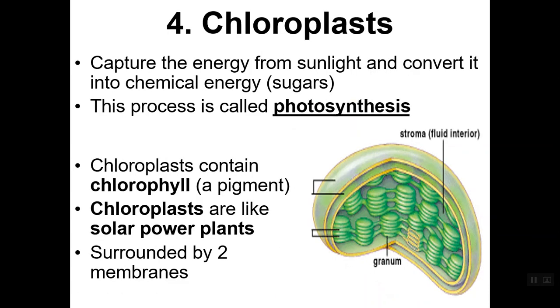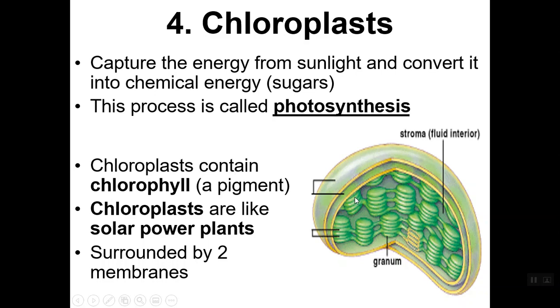All right, here's the other double membrane organelle, the chloroplast, found in plants. These and some other organisms, some protista like Euglena, a little single-celled organism that lives in pond water, capture the energy from sunlight and convert it to chemical energy, sugars. So they're actually going to build glucose. This process is called photosynthesis. You guys are probably quite familiar with it from middle school.